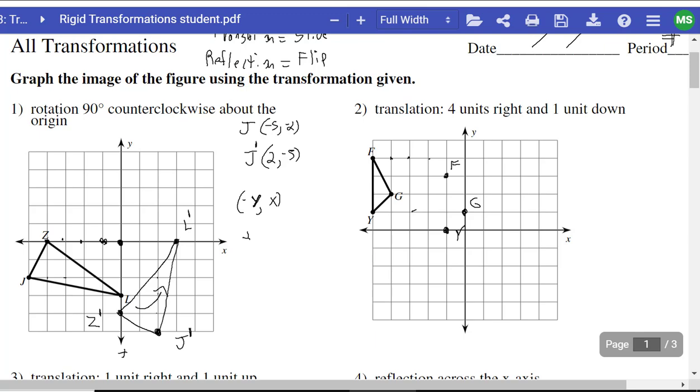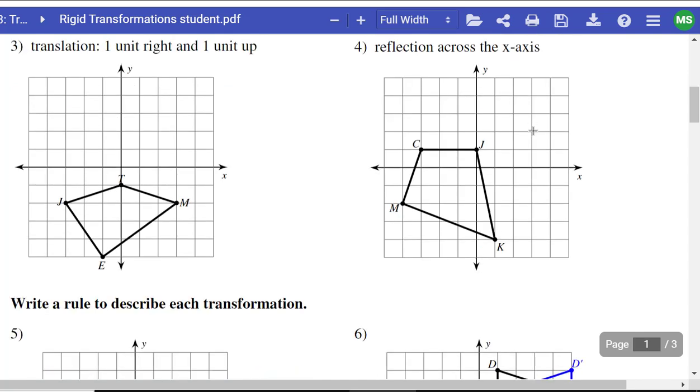Now there's a slight problem. Technically, it's not FGY, it's going to be F prime, G prime, and Y prime. Each one of these is a new location, a new point. This is a transformation that has happened that has changed it. All right, let's go on.